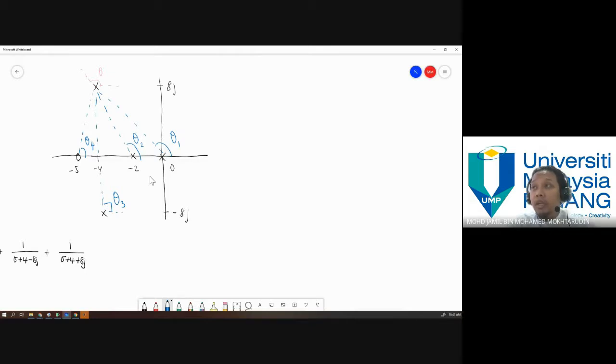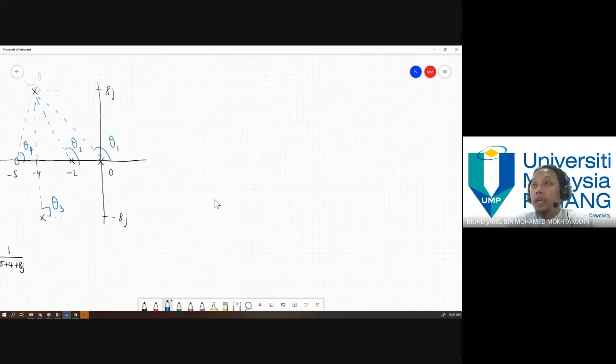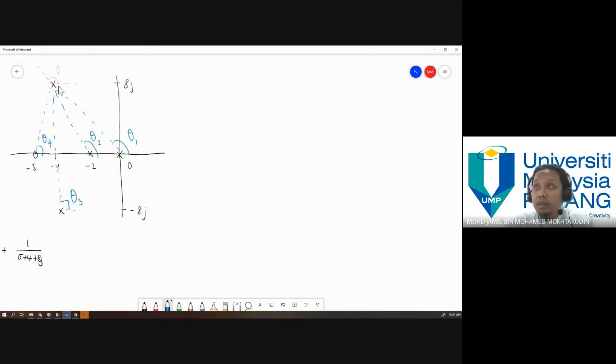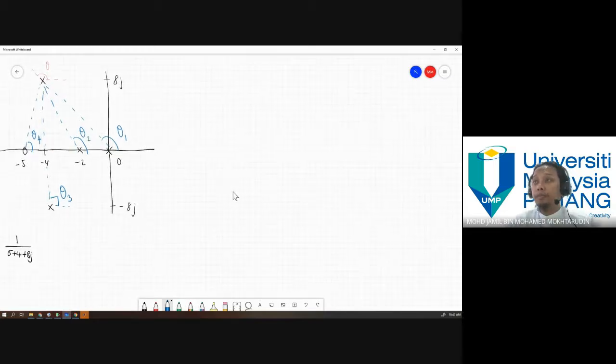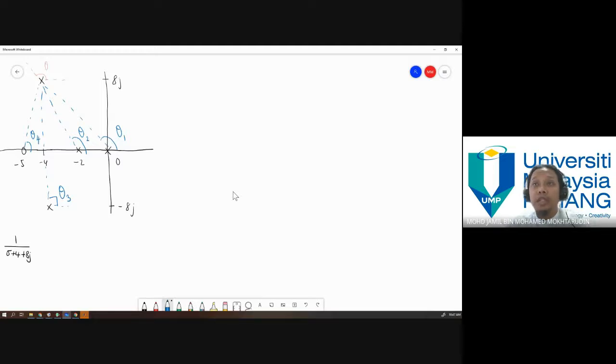But calculating the angle here will be useful later in chapter 5, especially in designing a controller. So later in chapter 5, calculating the angles from one pole to the other is important. Okay, so make sure that you know how to measure the angle, whether to use tangent or 180 minus tangent or 90 degree plus tangent and so on.